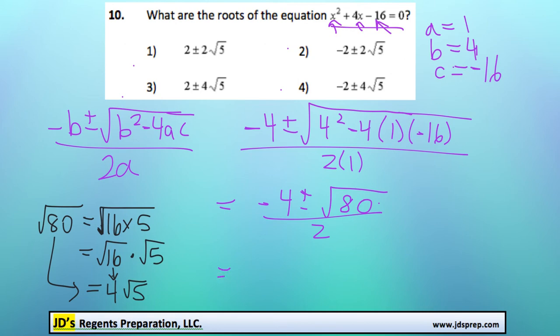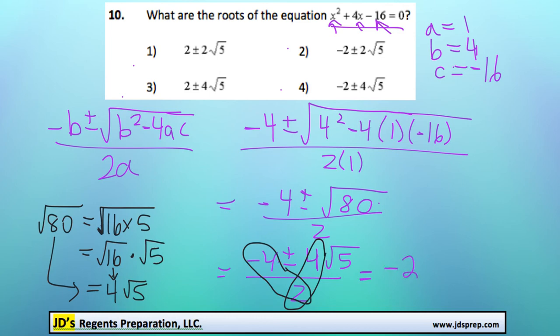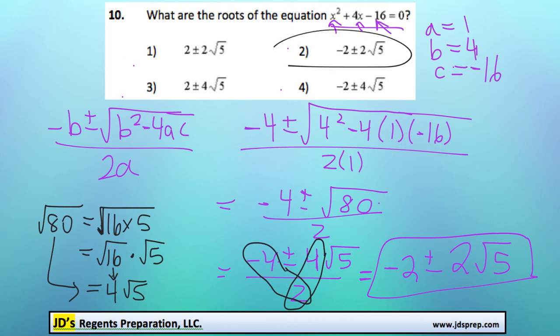Now that we've figured that out, we can replace it over here. So instead of root 80, I'm going to write 4 root 5. And this is going to be helpful because now we can divide both of these terms in the numerator by 2. And so we'll get negative 4 over 2, that becomes negative 2, plus or minus, and then 4 divided by 2 is, of course, 2. And so this is the solution we're looking for: negative 2 plus or minus 2 root 5, and we can see that matches solution number 2, or option number 2.